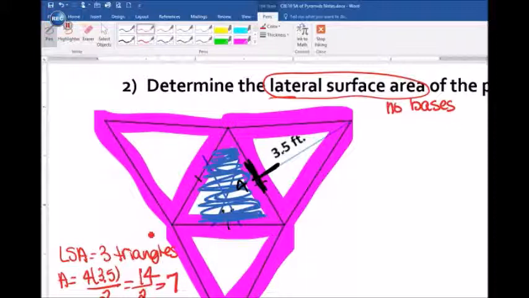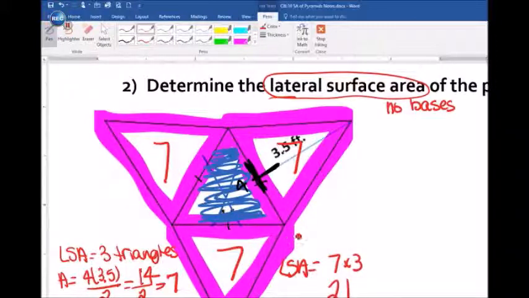Which is 7. So these are all 7. So my lateral surface area is 7 times 3, which is 21 feet squared. I multiplied it by 3 because there are 3 faces. Are there any questions about finding the lateral surface area?